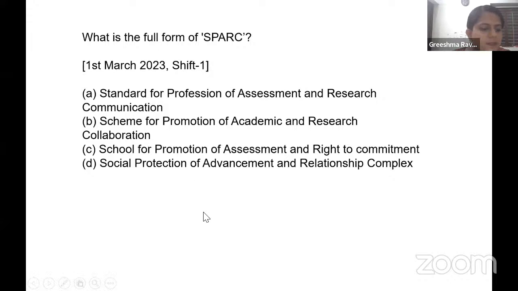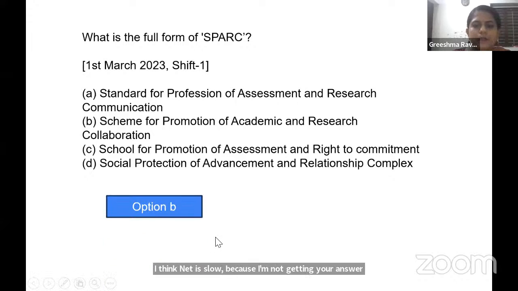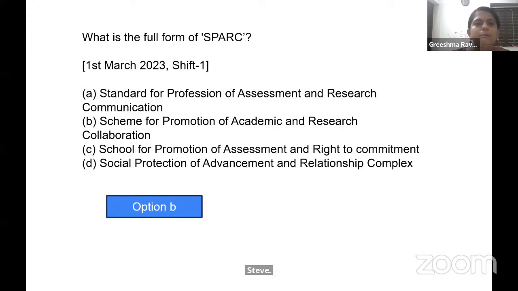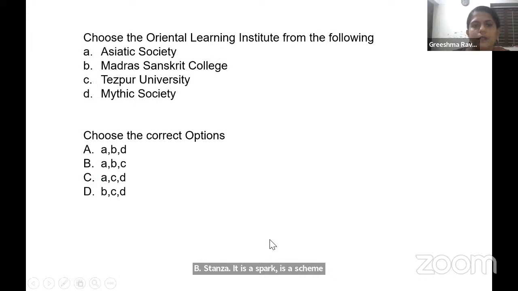Okay, what is the answer? I think the net is slow because I'm not getting your answers. So what is the answer? Option B is the answer: Scheme for Promotion of Academic and Research Collaboration. Yeah, very good. Okay, option B is the answer. SPARC is a scheme for the promotion of academic and research collaboration.